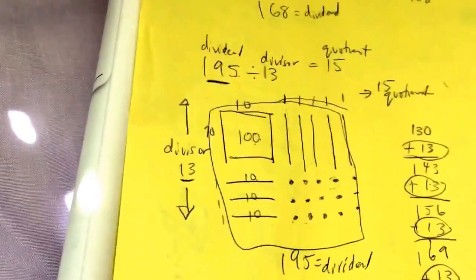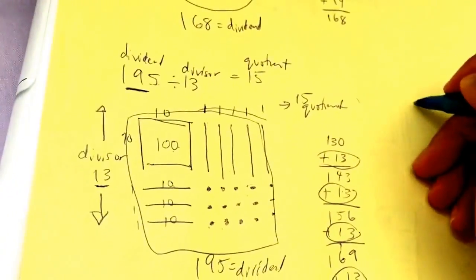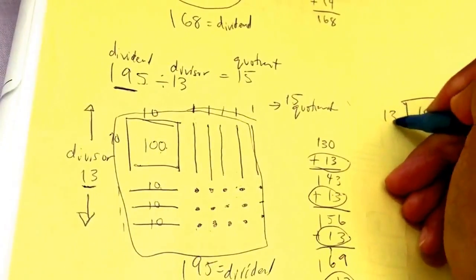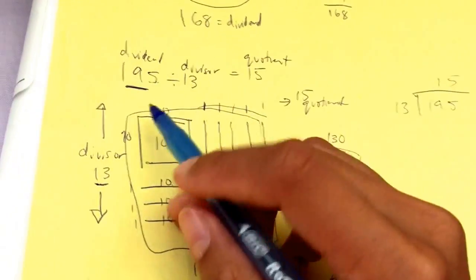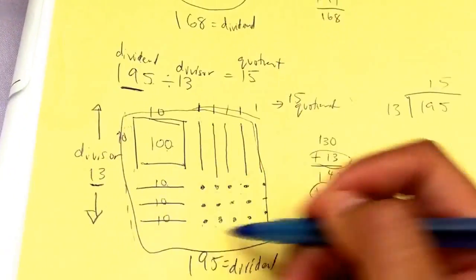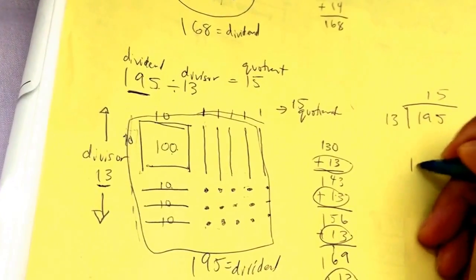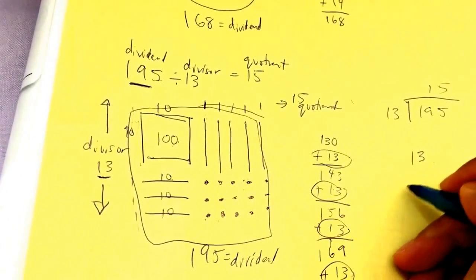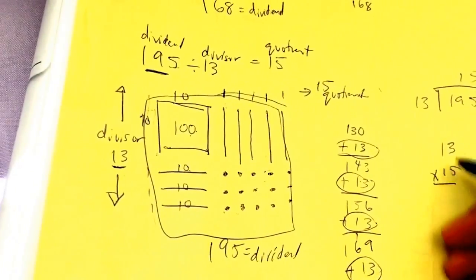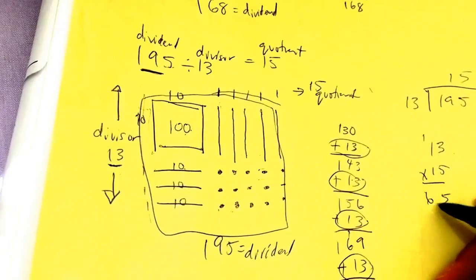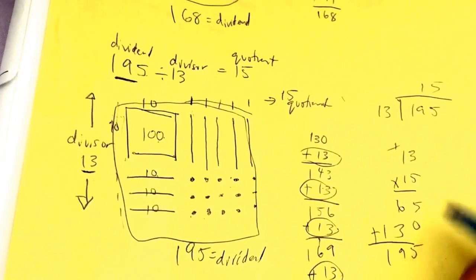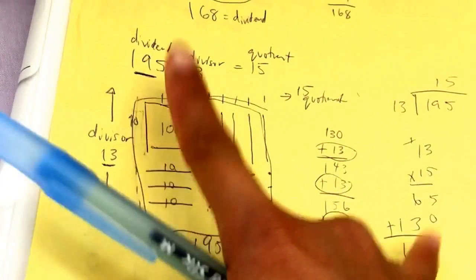Now, one great way to double check this is, remember when we put this inside the house, our dividend goes 195, our divisor goes over here, and our quotient goes up here. To double check our work, if we multiply 13 by 15, we better get 195. So if you want, you could double check your work by going divisor times the quotient, and you better be getting your dividend, and you do.